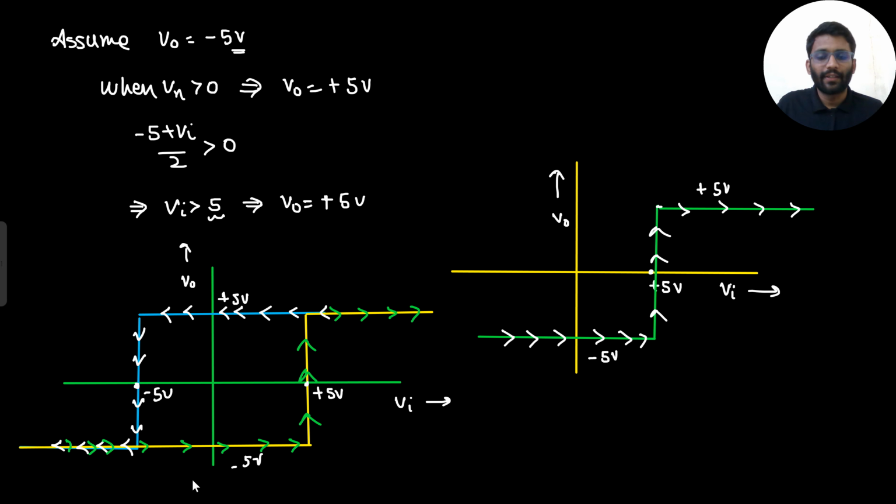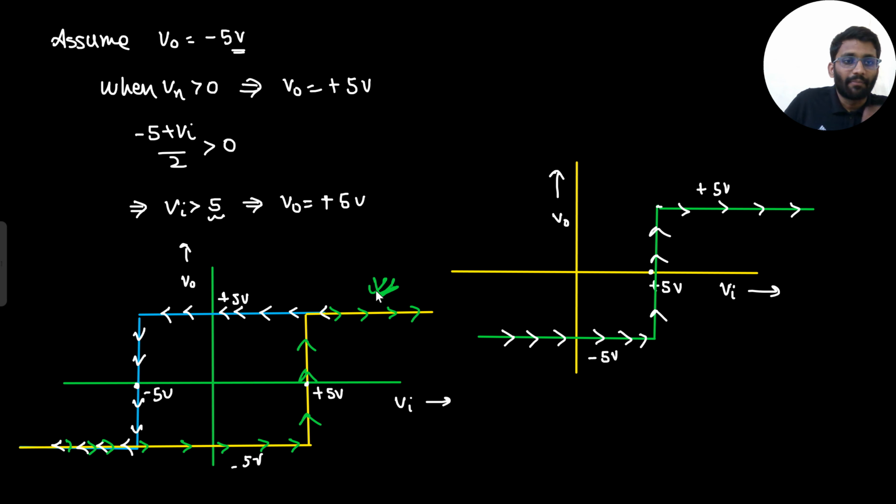So are you getting this point? Now, if someone says my input is 6 volt, what will be my output? It will be 5 volt only. It is fixed. If my input is 6 volt, my output will be 5 volt. That's for sure. No one can deny that.